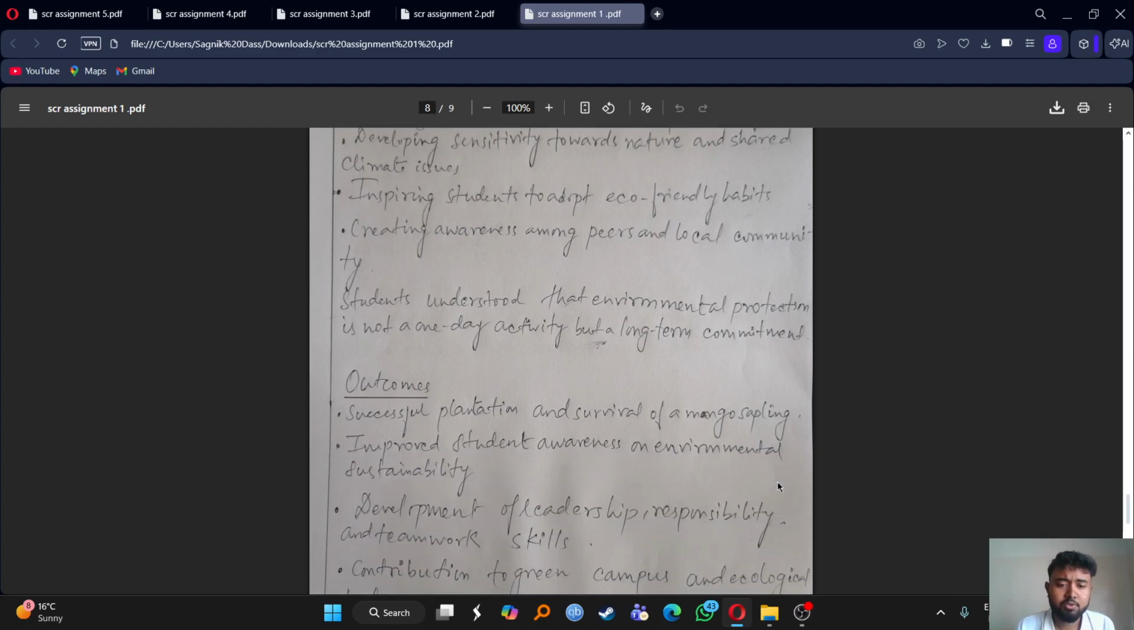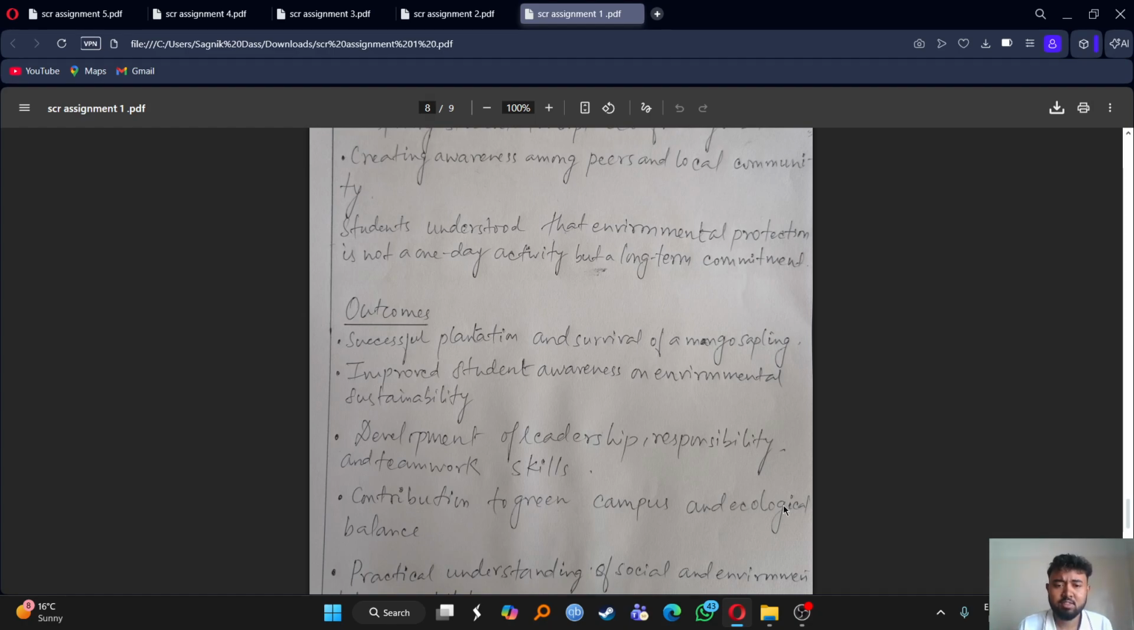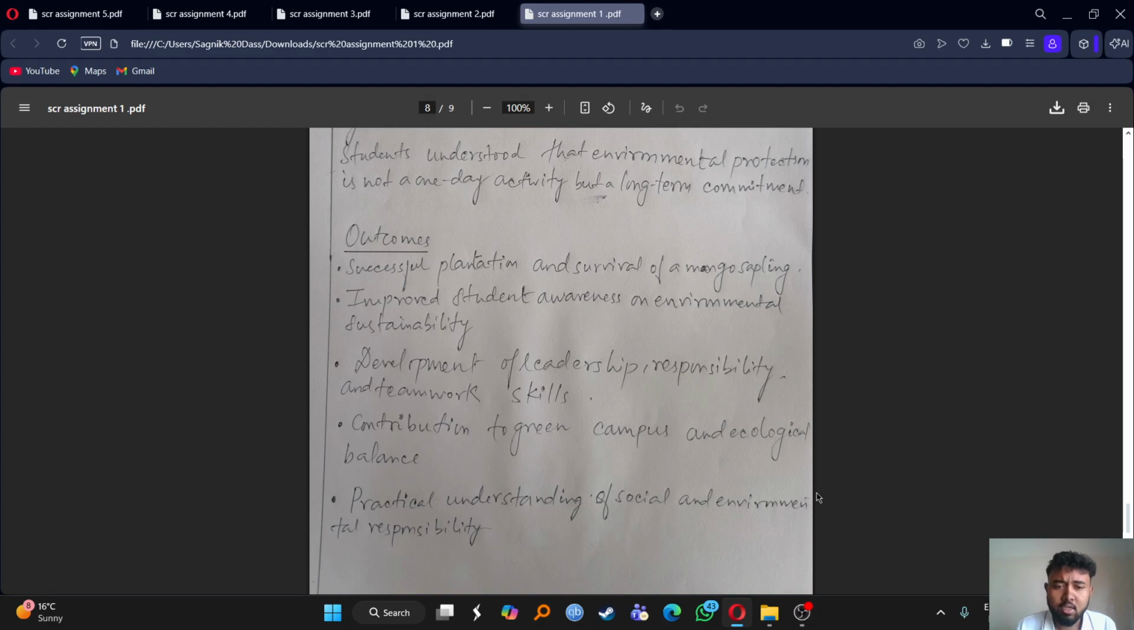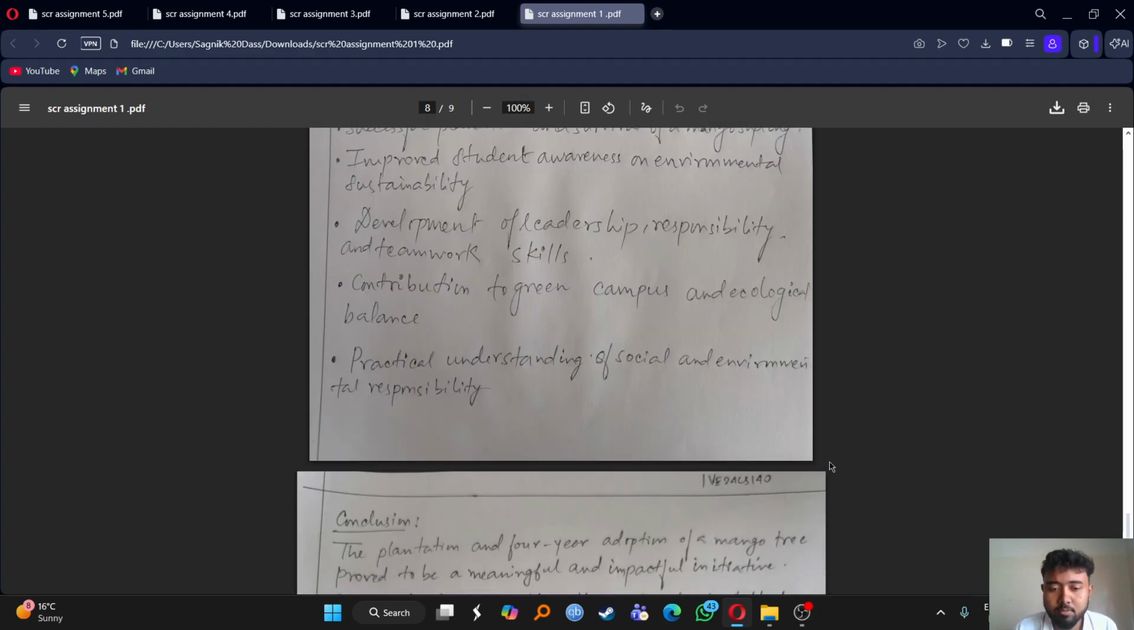Outcomes: successful plantation, and helping the plant survive. For at least the coming 4 years I'll be trying to fulfill the activity. Improved student awareness and environmental sustainability. It helped us learn how to sustain various elements of nature. Development of leadership, responsibility and teamwork skills. Contribution to a green campus and ecological balance. A practical understanding of social and environmental responsibility.